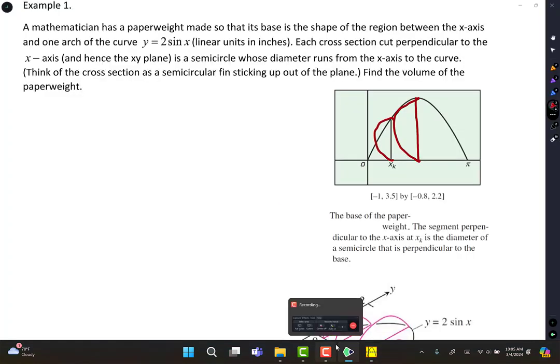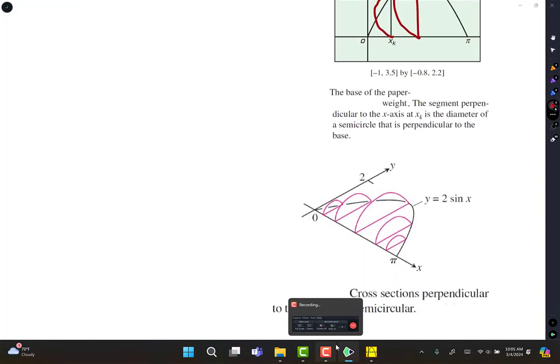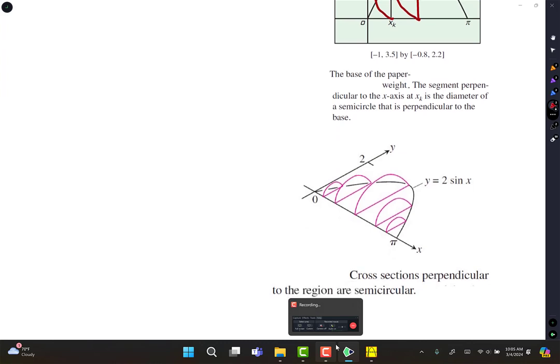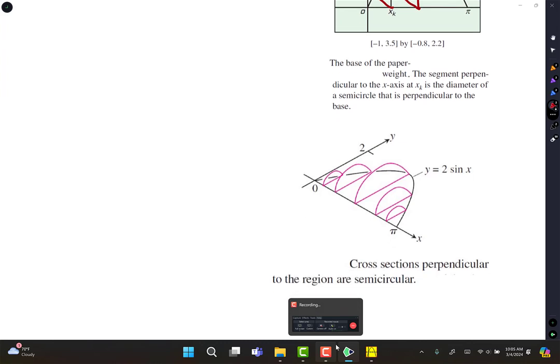So, let's see what this is. Let's figure this out. Oh, look, if I had scrolled down a little bit, you would have seen. Look, here are the semicircles sticking out. And think about it, you have an infinite amount. That's what creates that shape.